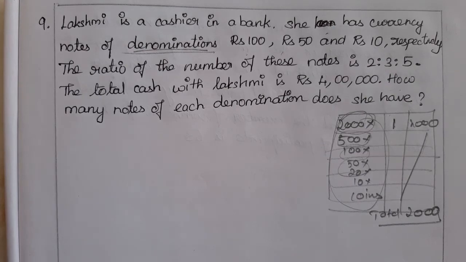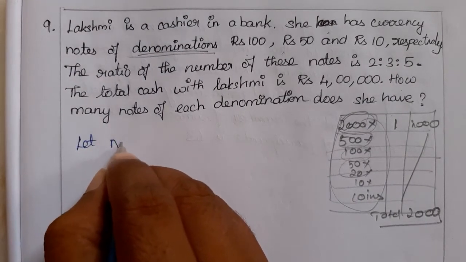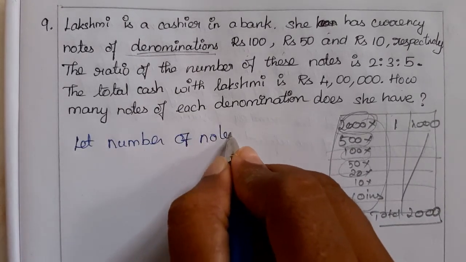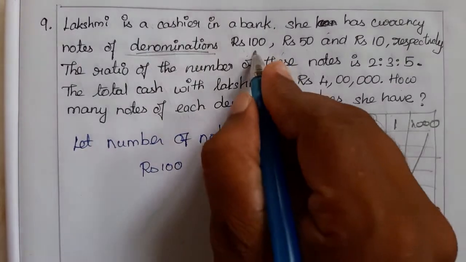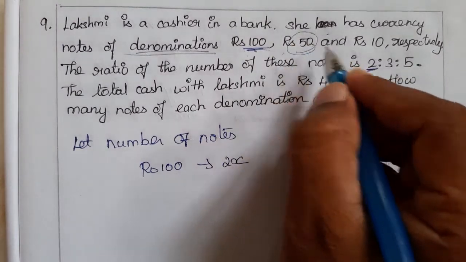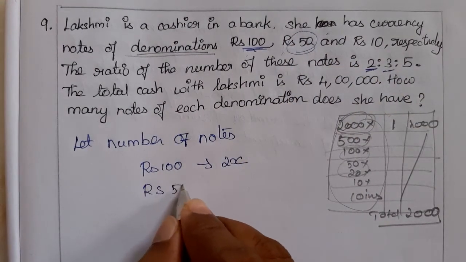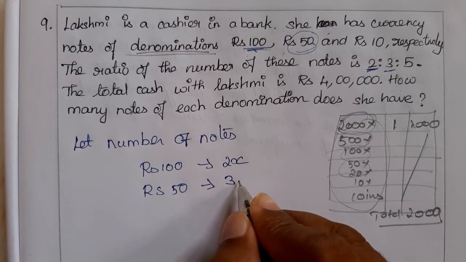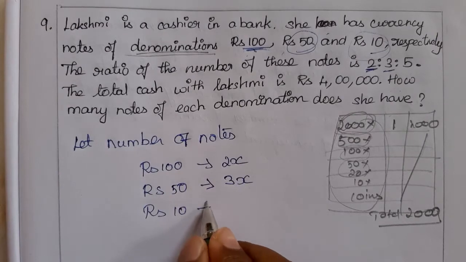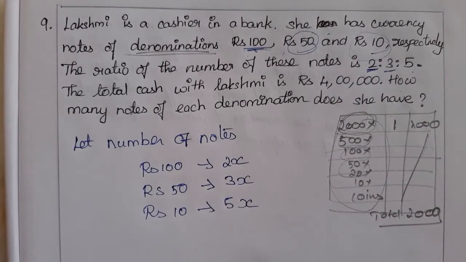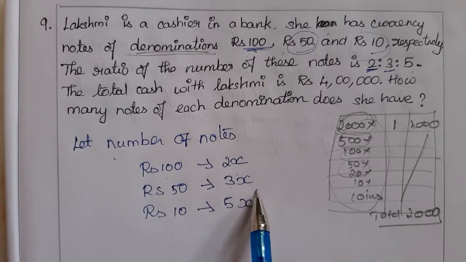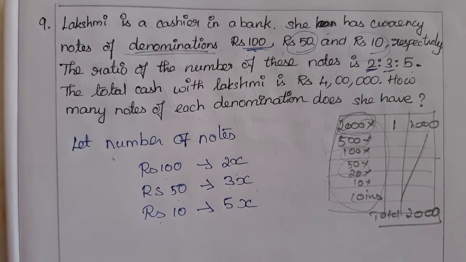So let the number of notes of rupees 100, how much? Rupees 100 is 2, right? So 100 is 2x, and for 50 it's 3. Rupees 50 notes, they will have 3x notes, and the 10 rupee notes, they have 5x. So the number of rupees 100 notes is 2x, rupees 50 notes is 3x, and rupees 10 notes is 5x.